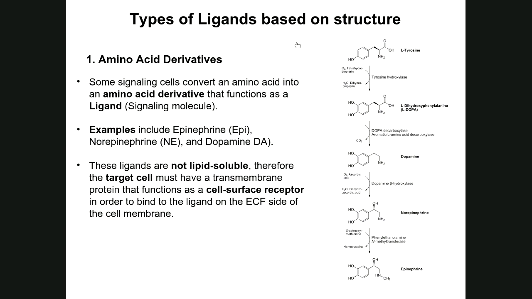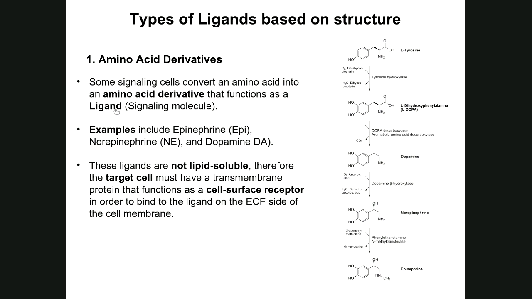Now, for the first type of chemical structure of ligands, they call them amino acid derivatives. A key type of cell that you'll find these types of ligands being produced are just neurons of the nervous system. If you look here, some signaling cells convert an amino acid into an amino acid derivative, and the amino acid derivative functions as a ligand.